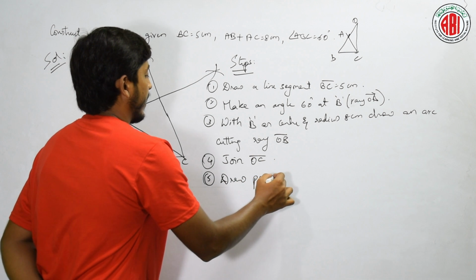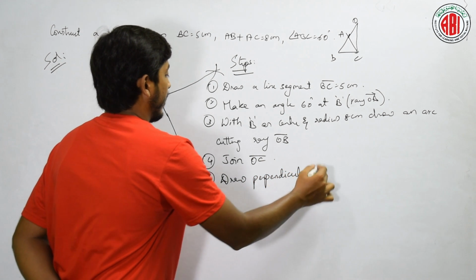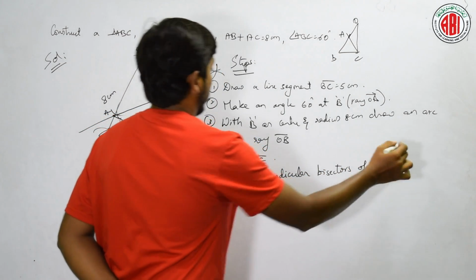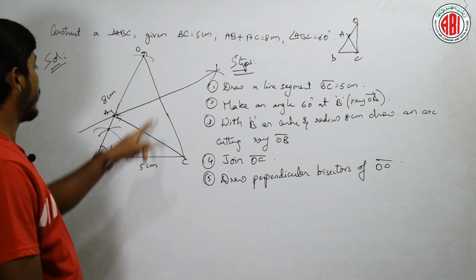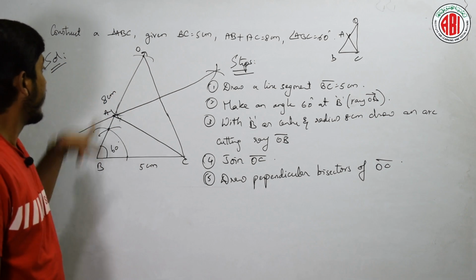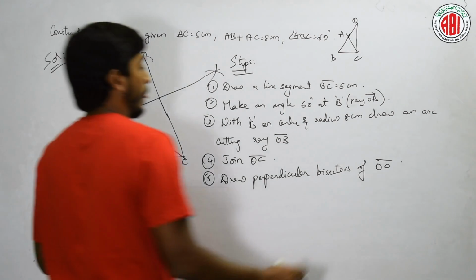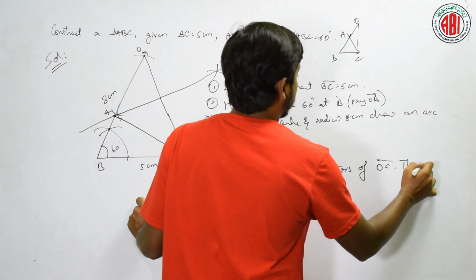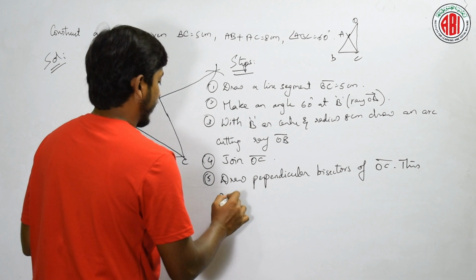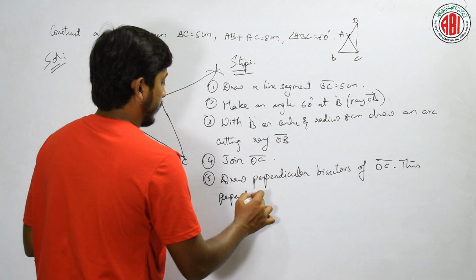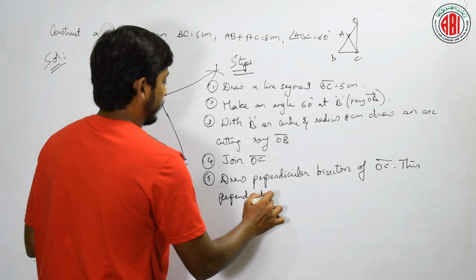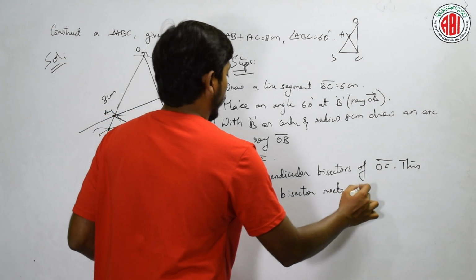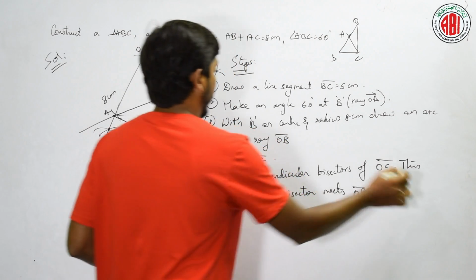Draw perpendicular bisectors of OC. Okay. This OC will meet this side. Okay. OC, this perpendicular bisector meets OB at A. Okay.